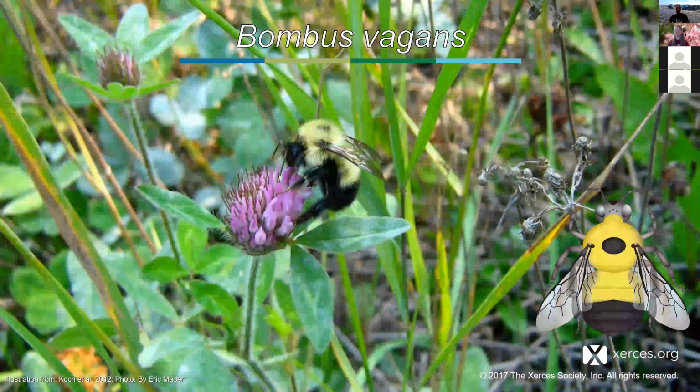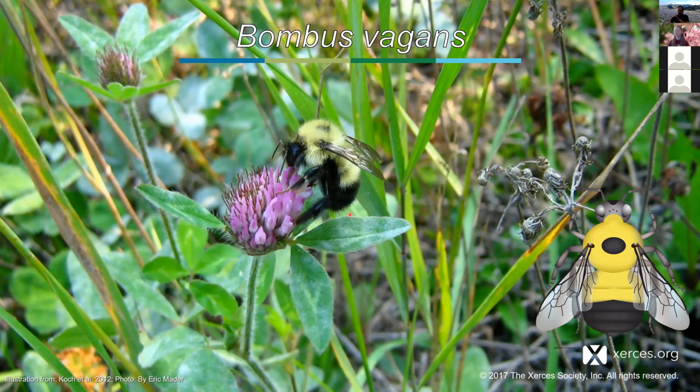The next black-tailed bee is Bombus vagans. This one is in very few areas of our three-state region. It's in sort of far northeastern Oregon and throughout much of eastern Washington and a little bit in Idaho, but this is not a very common species.